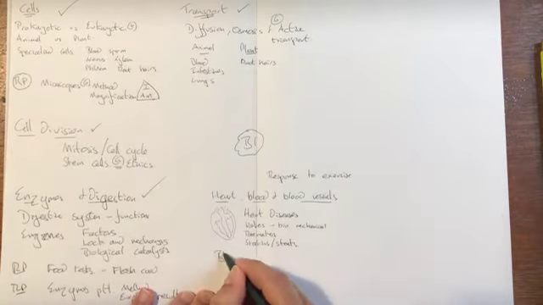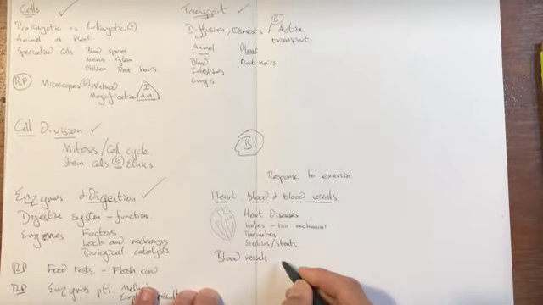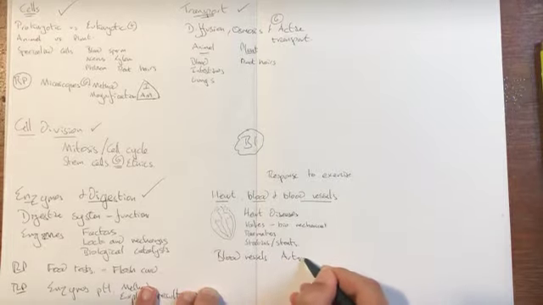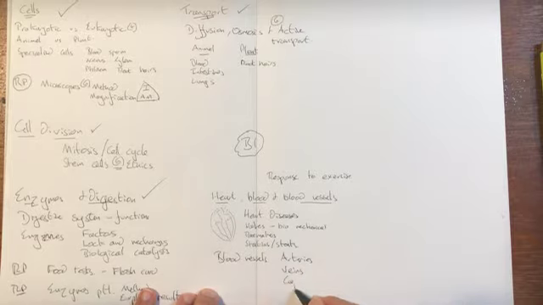We then need to talk about blood vessels. Now, there are 3 that you need to be able to talk about. You need arteries, you need veins, and you need capillaries.